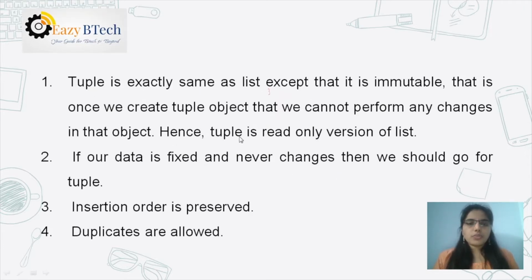So what is the difference between list and tuple? List also takes a group of objects. Tuple also takes a group of objects. Then what is the difference between list and tuple? List is mutable, tuple is immutable. That is, once we create tuple objects, we cannot perform any changes on the tuple.